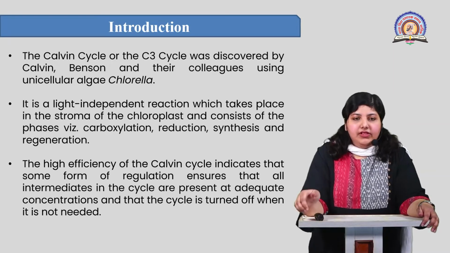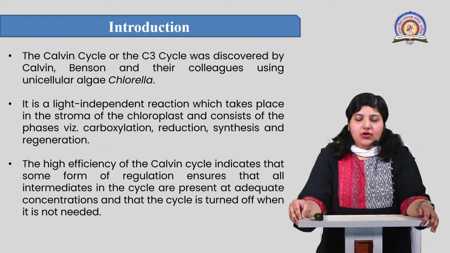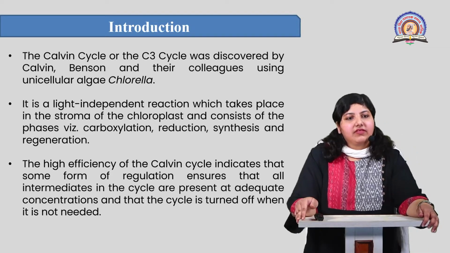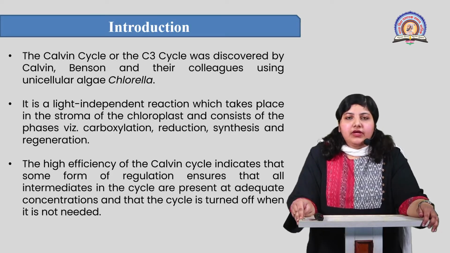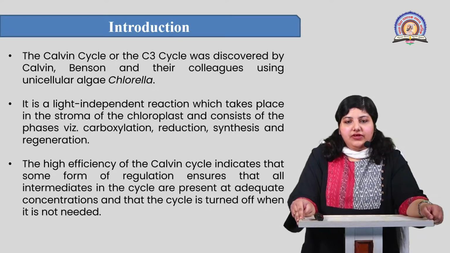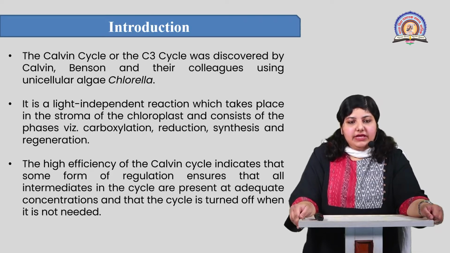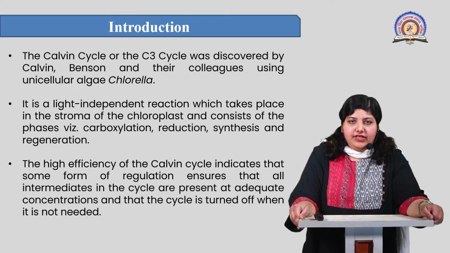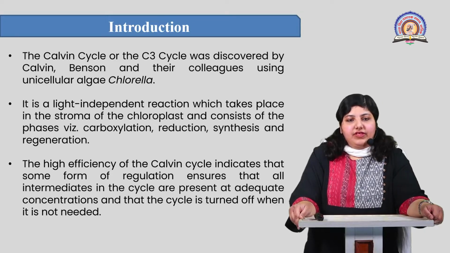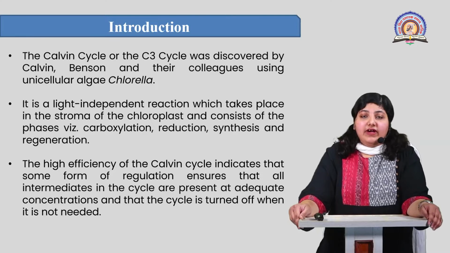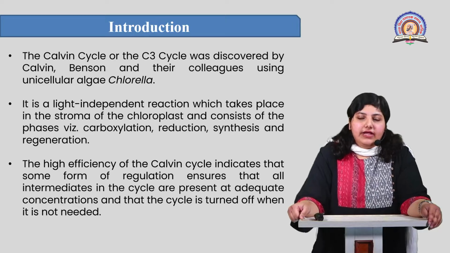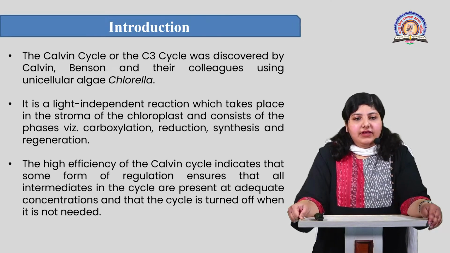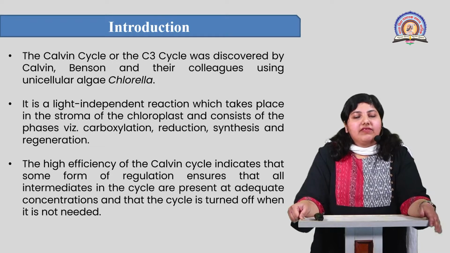So let us start with the introduction. We all know that the Kelvin cycle, also known as the C3 cycle, was discovered by Kelvin, Benson and their colleagues using the unicellular algae chlorella. It is a light-independent reaction which takes place in the stroma of the chloroplast, and it consists of different phases, namely the carboxylation phase, the reduction phase, the synthesis phase, and the regeneration phase. It is known as the C3 cycle because the first stable product of this cycle is a 3-carbon compound, which is 3-phosphoglyceric acid.